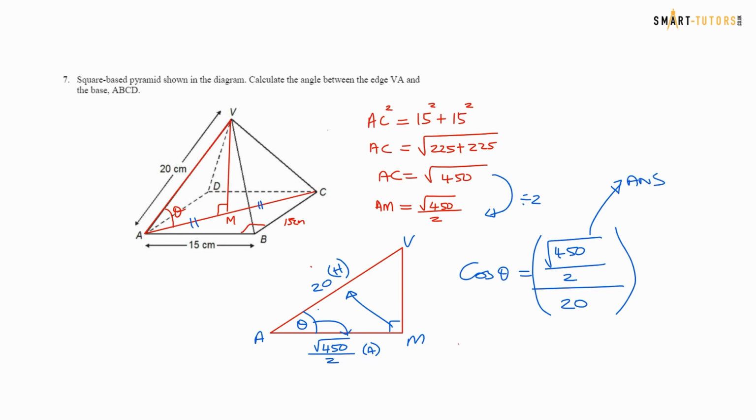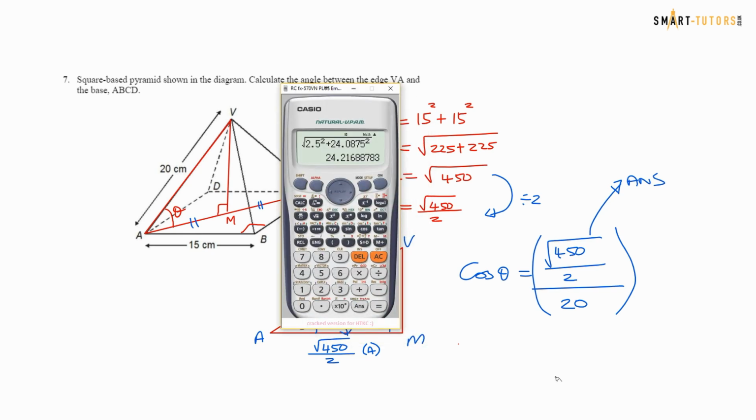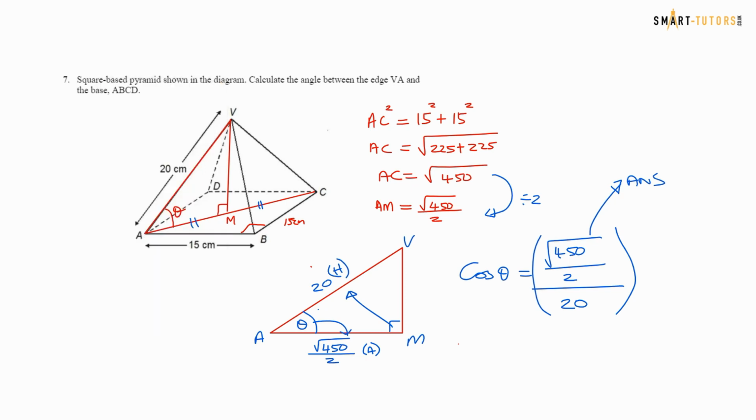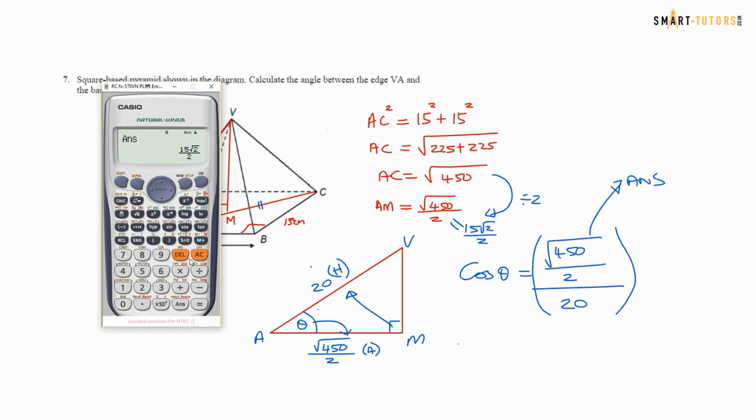If you're not sure about the answer saved in the calculator, all you can do is open the calculator. Make AC and press the answer and equal. That gives 24. Is it coming 24? I'm not too sure. Maybe it's a previous question's answer. Let me do this one quickly. Square root of 225 plus 225, and that answer is 15 root 2. So 15 root 2 divided by 2, and the answer is now 15 root 2 over 2. So make it 0. If you have any doubt, press the answer and equal, and 15 root 2 over 2 will come.